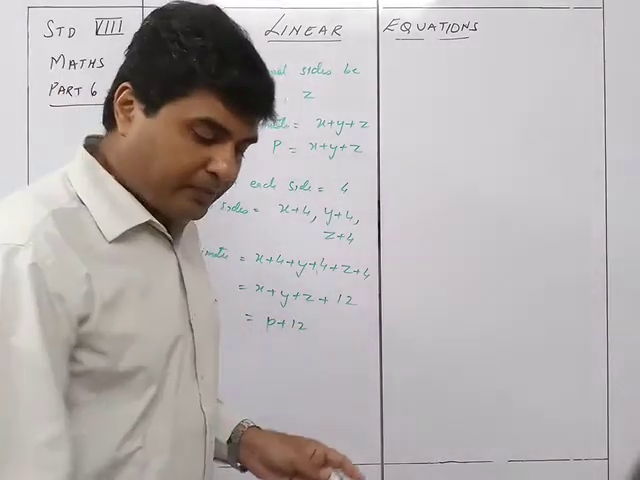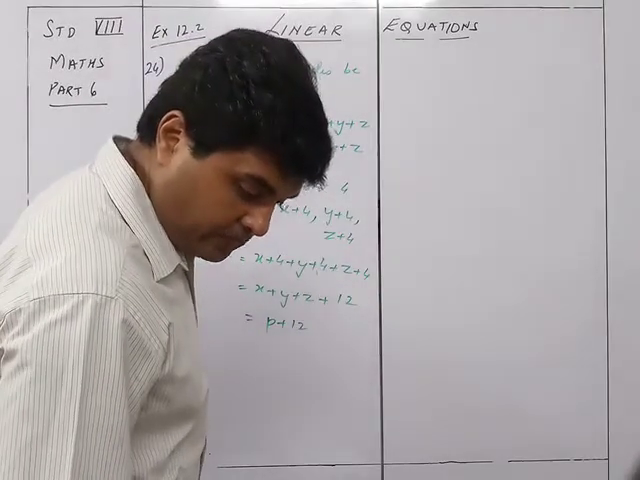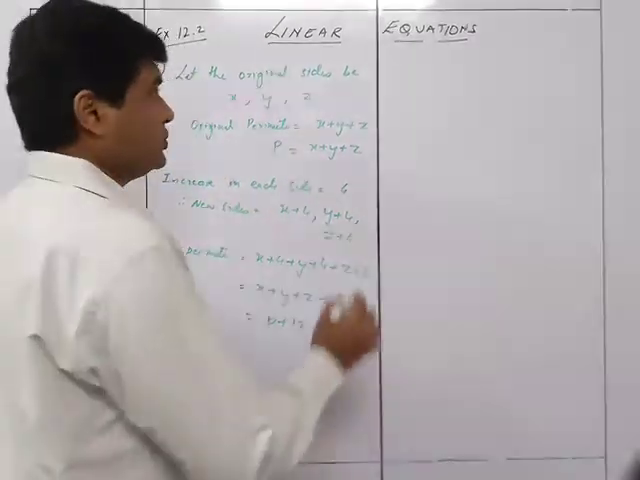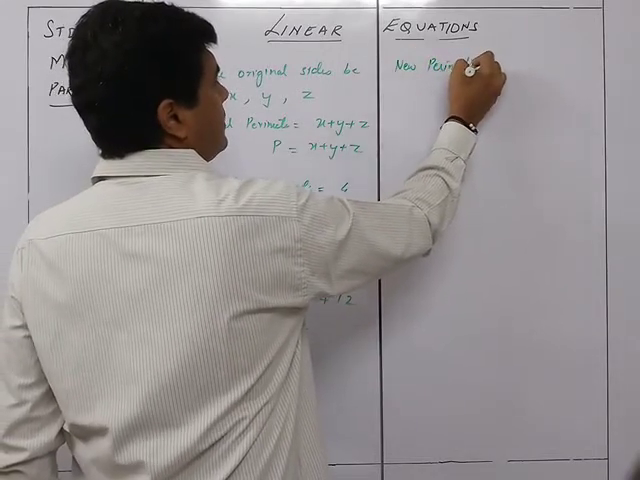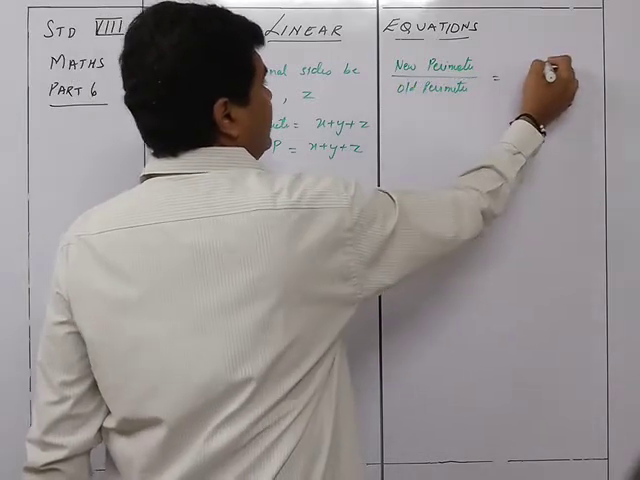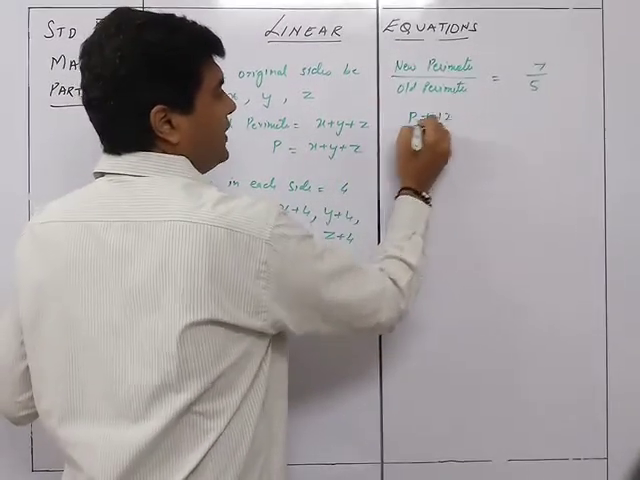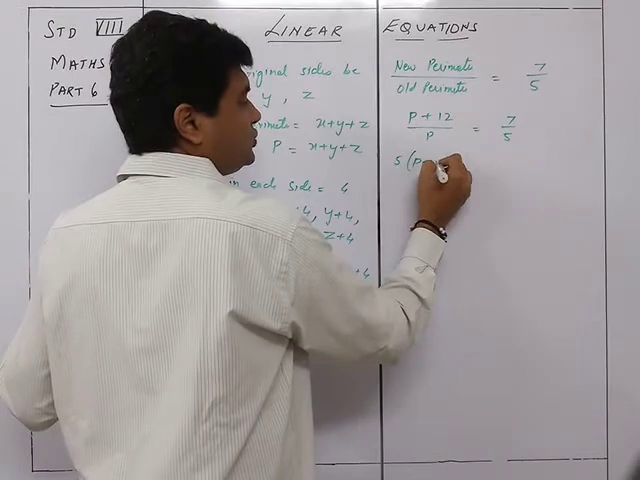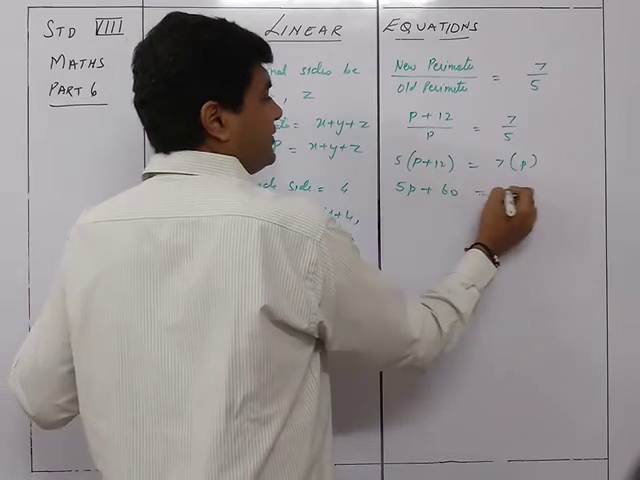And the ratio is given to us between the two as 7:5. So we are given over here the ratio of the new triangle to the given triangle. So new perimeter upon old perimeter is equal to 7 upon 5. Now new perimeter is p plus 12 upon p is equal to 7 upon 5. You cross multiply, so it will be 5 into p plus 12 is equal to 7 into p. So that will be 5p plus 60 is equal to 7p.